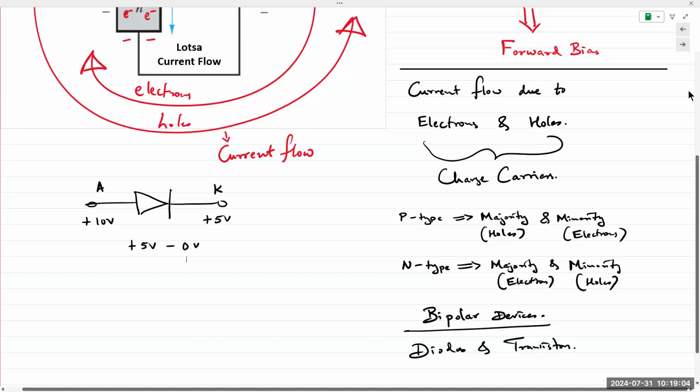I'm guessing we're going to be going over how to use diodes. Yes. So the question being asked is about how we're going to use diodes in the circuit.